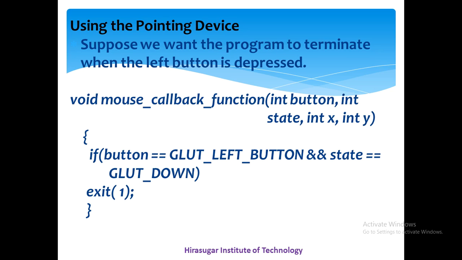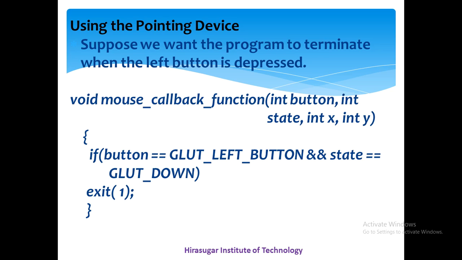If I release the left button, that is a depress. This is my problem, and for this reason I want to use the mouse in my program. That's why I have written code here: void mouse callback function, where button is a variable of type int, state is a variable of type int, x is of type int, and y is of type int. There are always four parameters that the mouse will return: int button, int state, int x, int y.